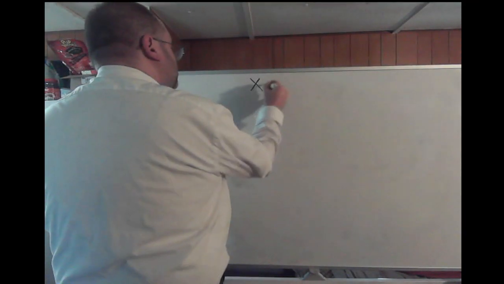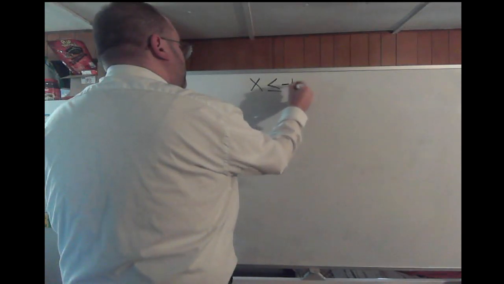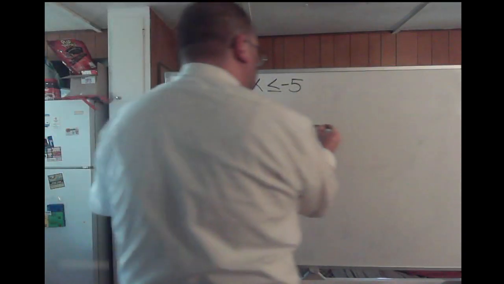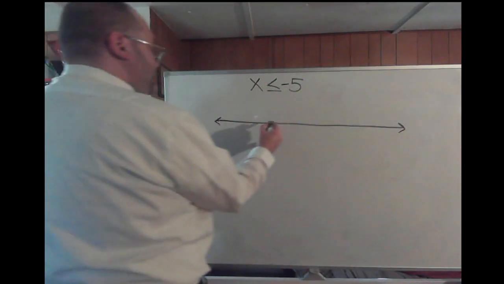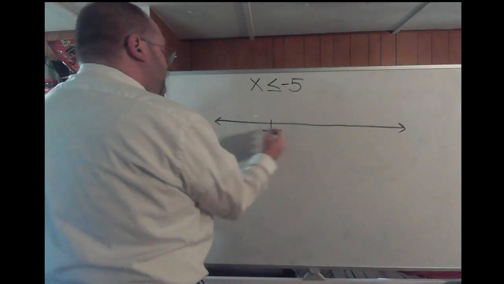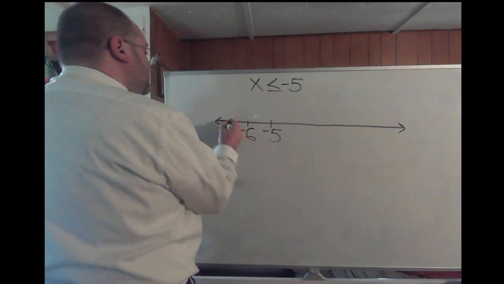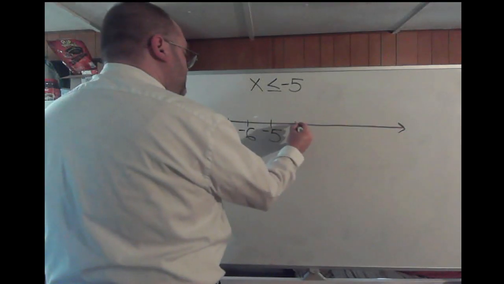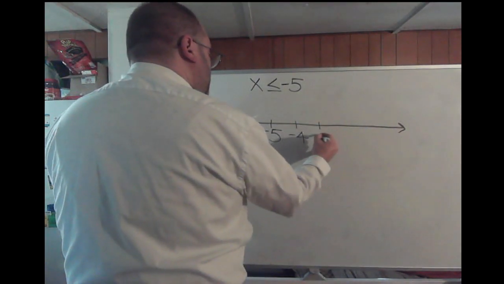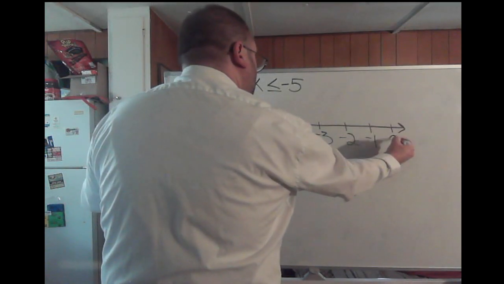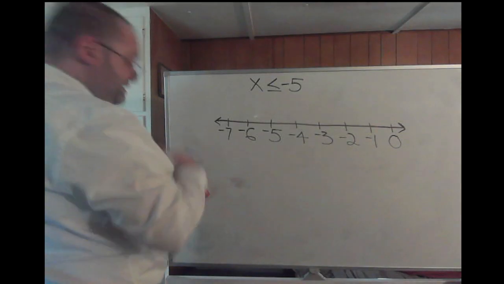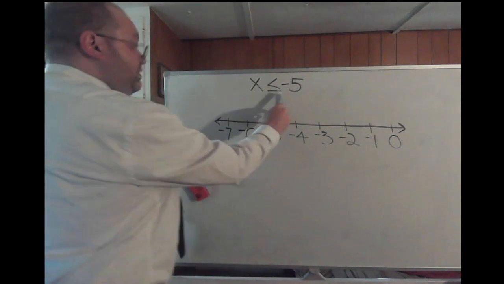Alright, should be two more. X is less than or equal to negative 5. So we got x is less than or equal to negative 5. Put negative 5 right there. Negative 6. Negative 7. Alright, so x is less than or equal to negative 5.